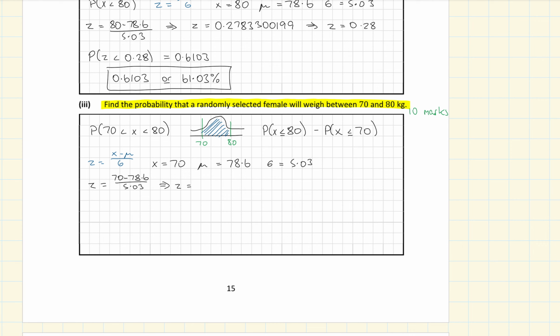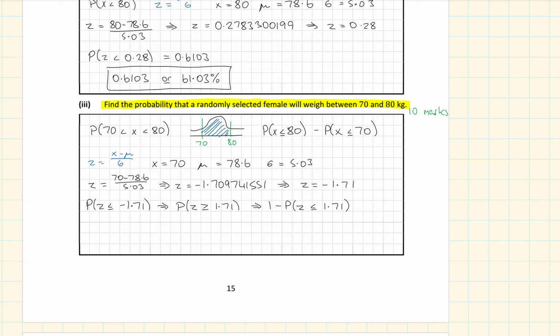Into our calculator, 70 minus 78.6 all over 5.03. We get minus 1.709741551. Tidy up to 2 decimals. So that's minus 1.71. We need the probability that Z is less than or equal to minus 1.71. Flip our inequality, flip our sign. So it'll be 1 minus the probability that Z is less than or equal to 1.71.